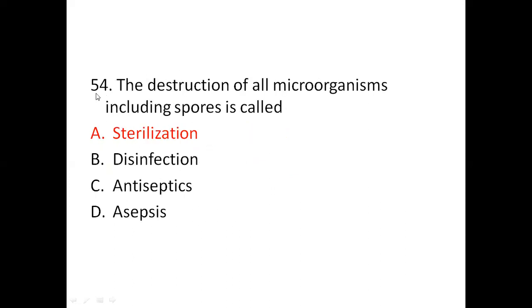Next, 54th question. The destruction of all microorganisms, including the spores, is called as option A, sterilization, option B, disinfection, option C, antiseptics, option D, asepsis. So the right answer is sterilization. Sterilization means we destroy both the vegetative forms of the bacteria as well as the spores. In disinfection, we kill only the pathogenic microorganisms, but not necessarily the spores.